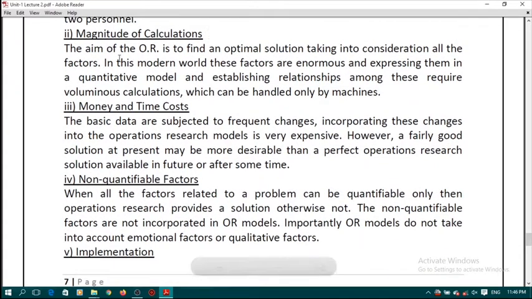magnitude of calculation. The aim of the OR is to find an optimal solution taking into consideration all the factors. In this modern world, these factors are enormous, and expressing them in a quantitative model and establishing a relationship among them requires voluminous calculation, which can be handled only by machines, and that's why we use computers in the calculation. Money and time cost.